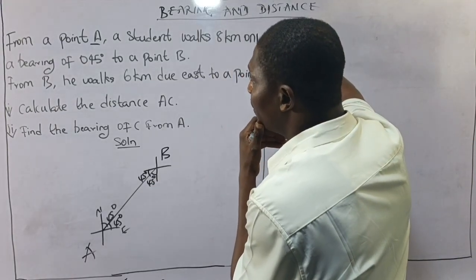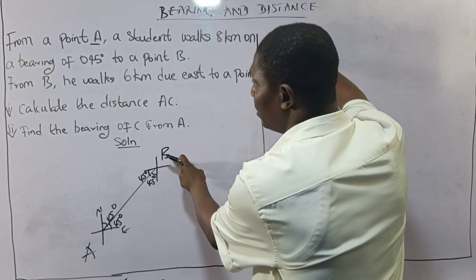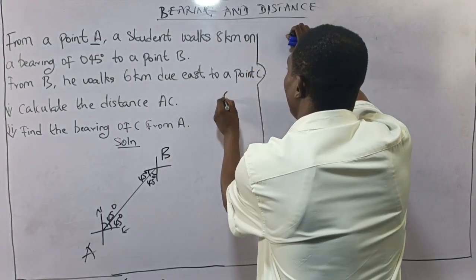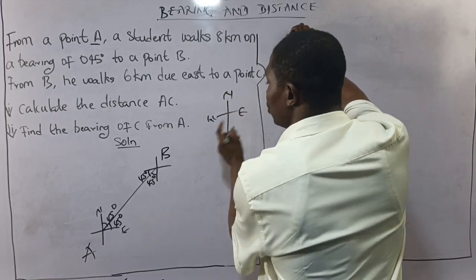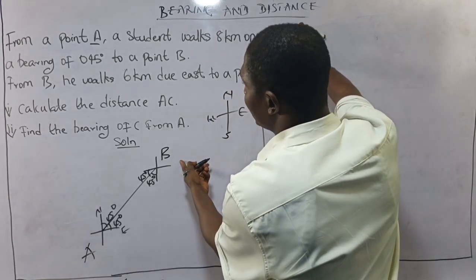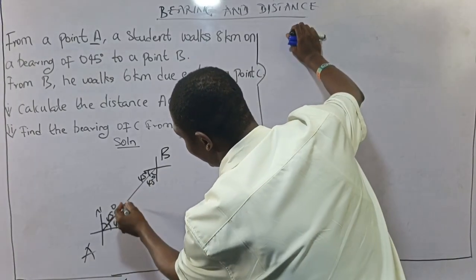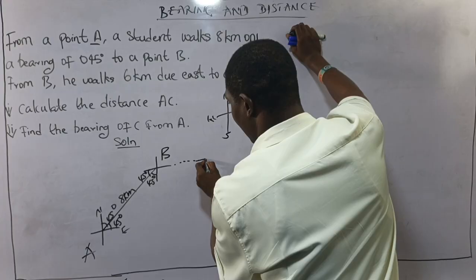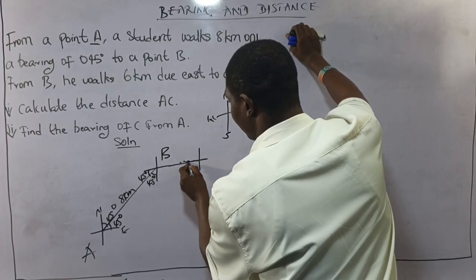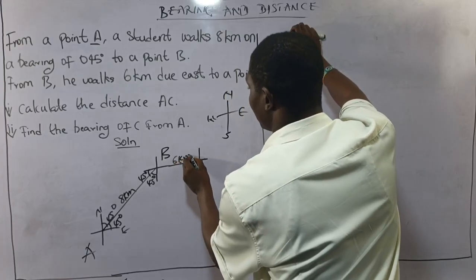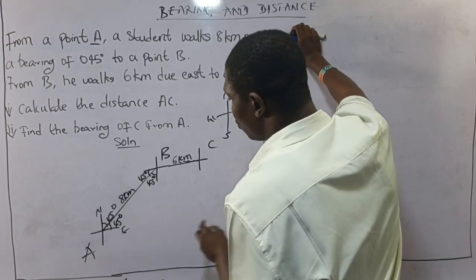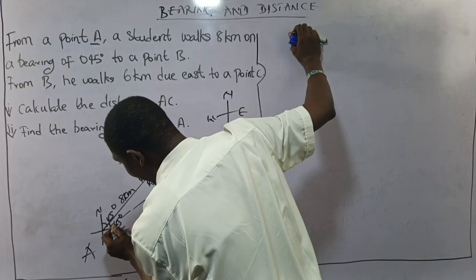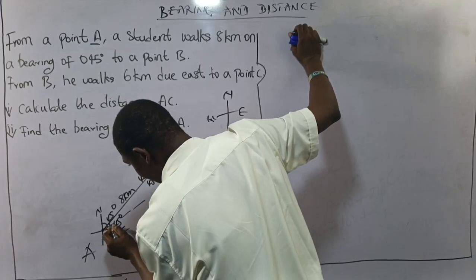Now they said from B, it walks 6 kilometers due east. Remember we have north, south, west, east. So this is the east of B, 6 kilometers. 6 kilometers should be shorter than 8 kilometers. So I can have here to here as 6 kilometers. So this is called my point C. So I have to join my C to this very edge. Take note, this very edge.